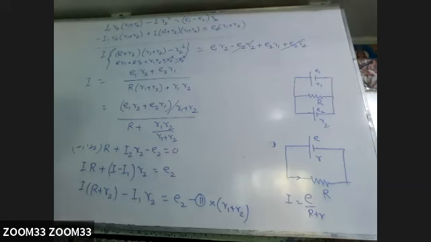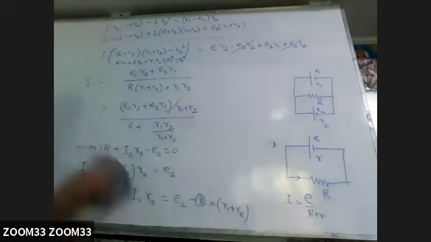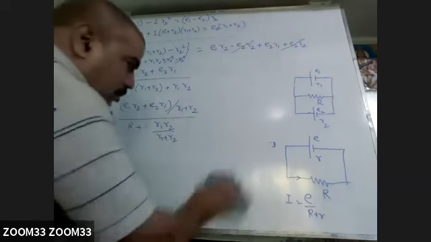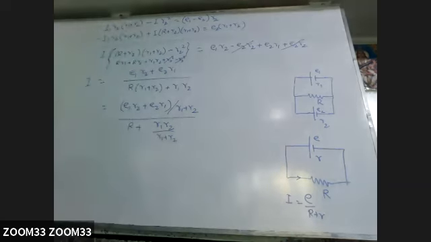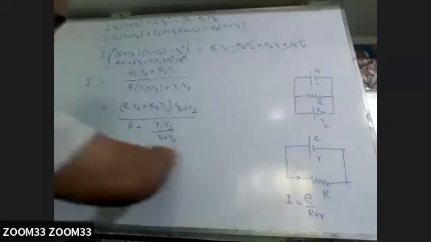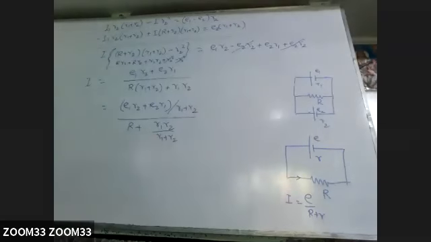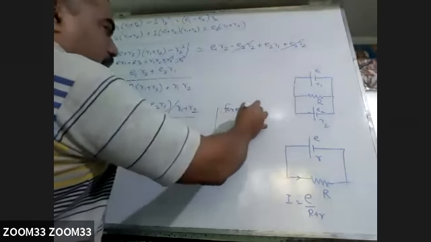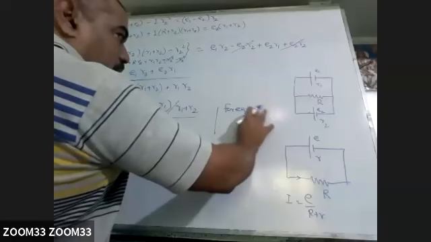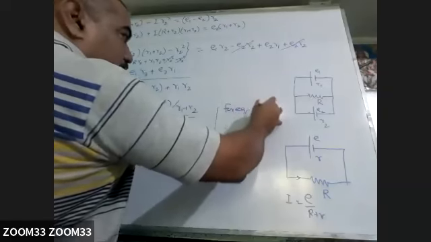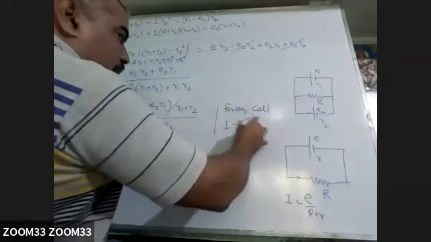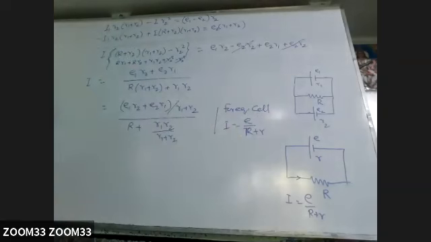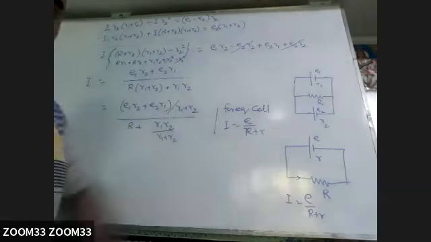So we got it in this form. If we compare this equation with the standard equation for an equivalent cell, this I will be equal to E by R plus r, where E is the equivalent EMF and r is the equivalent resistance.